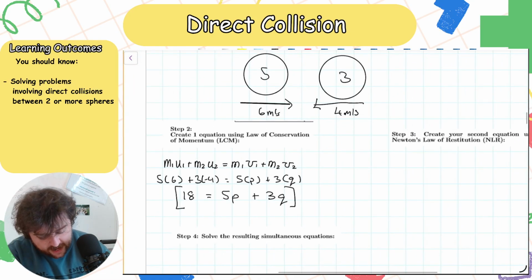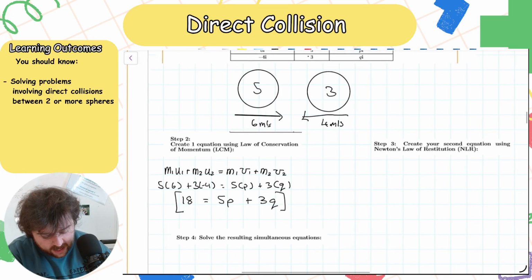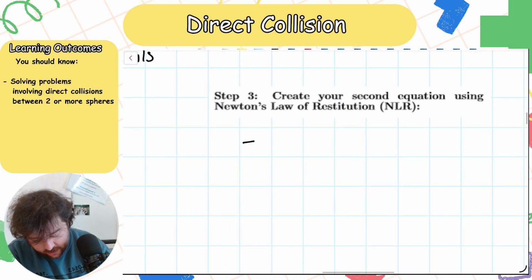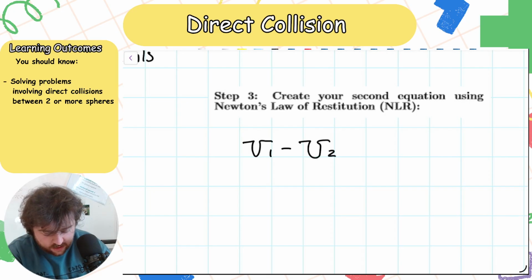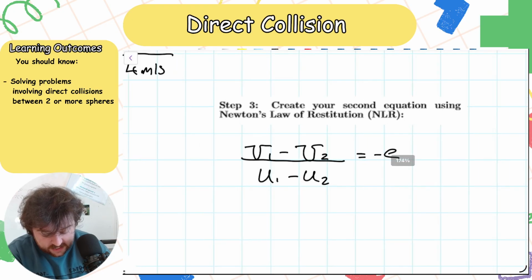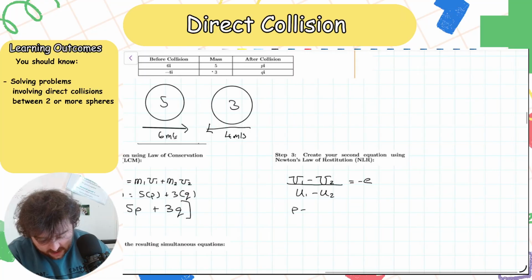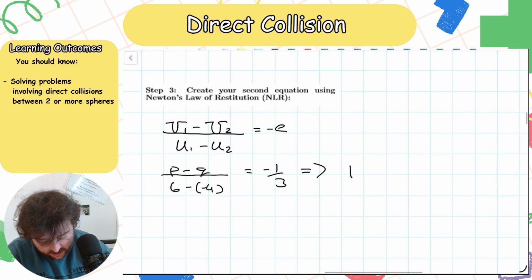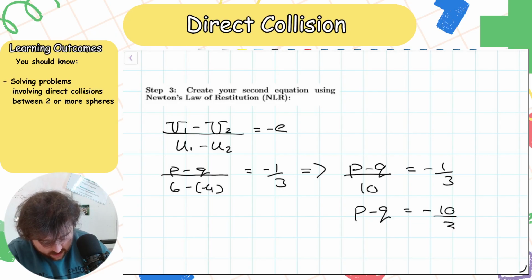There it is. Now we create a second equation using Newton's law of restitution. What we know is v1 minus v2 all over u1 minus u2 is equal to minus e. So it's going to be p minus q all over 6 minus negative 4 is equal to minus 1/3. So p minus q all over 10 is equal to minus 1/3. P minus q is equal to minus 10/3.